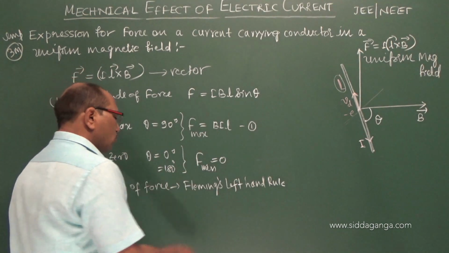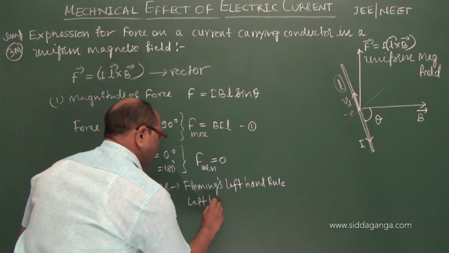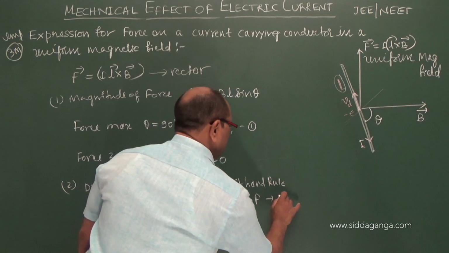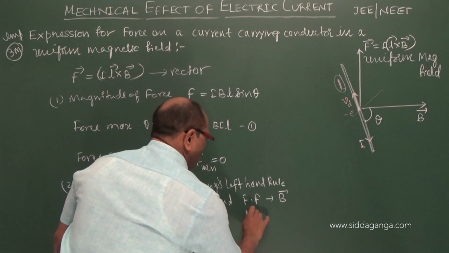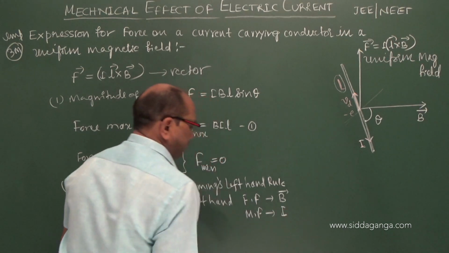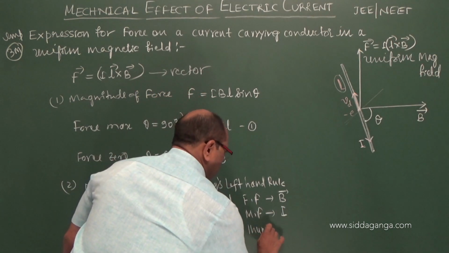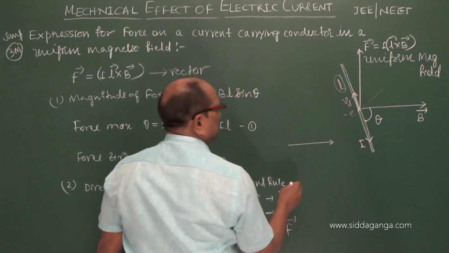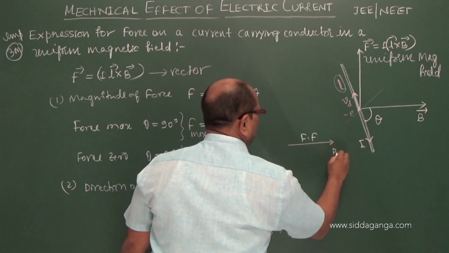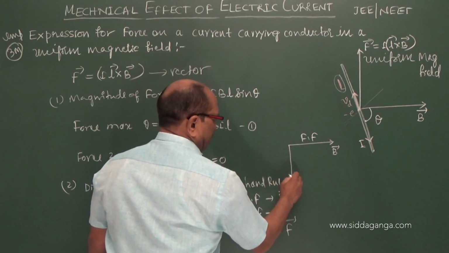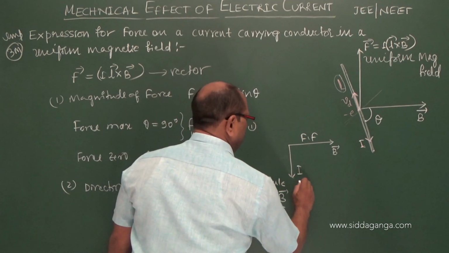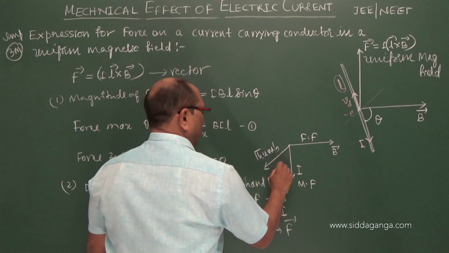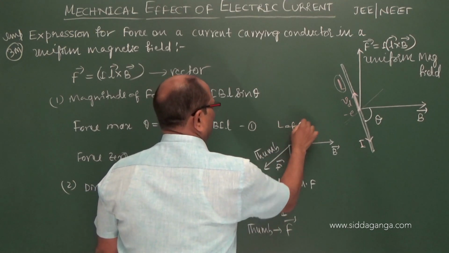That means for the left hand, first you have to stretch the first three fingers. Forefinger represents the magnetic field, middle finger represents the current, and thumb represents the force. This geometrically can be represented as forefinger in the direction of B, middle finger the direction of current, and thumb represents the force. Left hand.